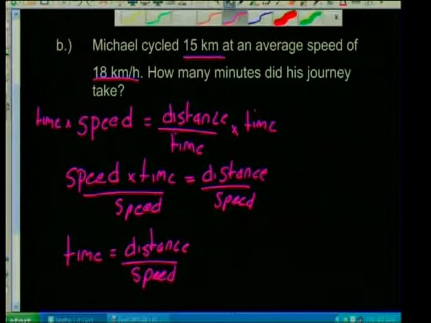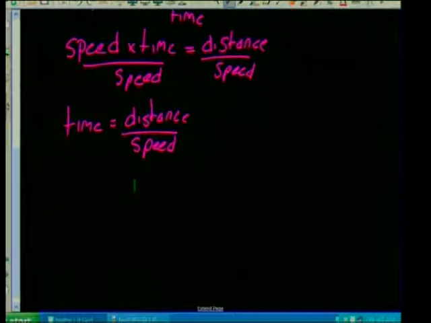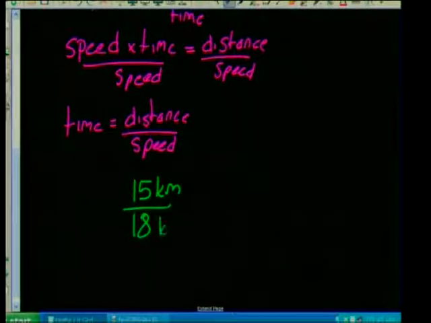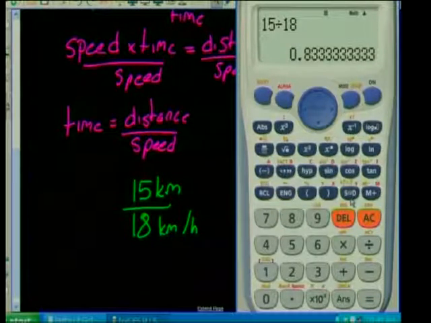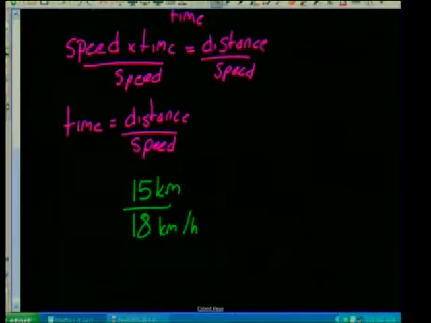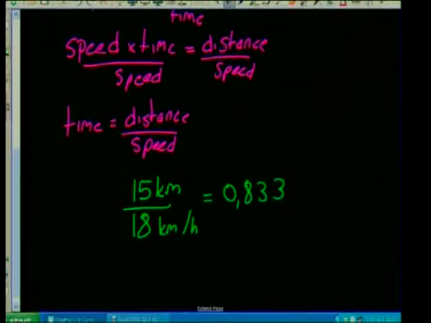So we had 15 kilometers. Let's use a different color. We had 15 kilometers and 18 kilometers per hour. So our distance was 15 kilometers and our speed was 18 kilometers per hour, and we're going to get an answer. So let's do that on our calculators. 15 kilometers divided by 18, and we get an answer of 0,833. So let's write that in. Now, I'm not rounding off, and I'm coming back to this in a second.